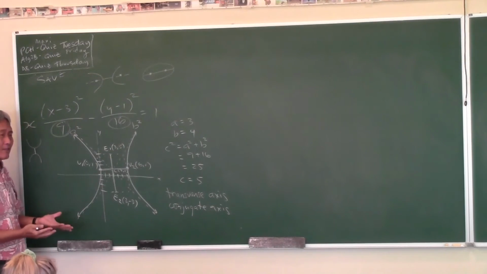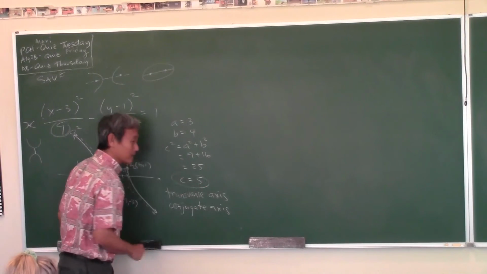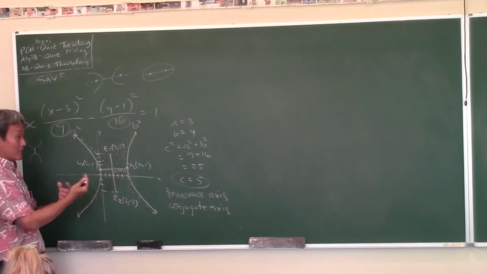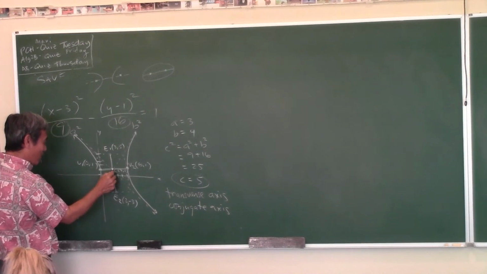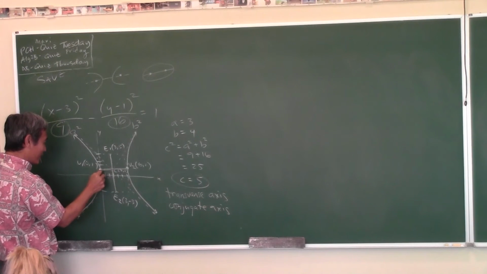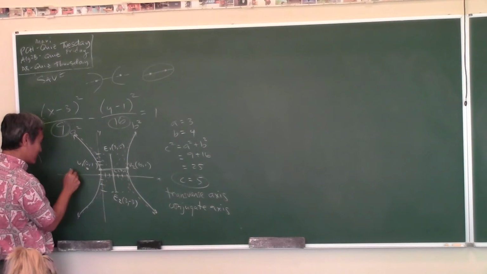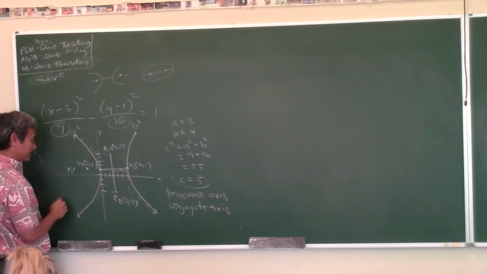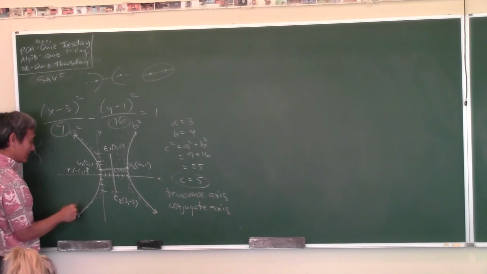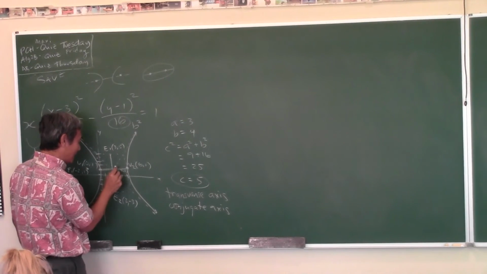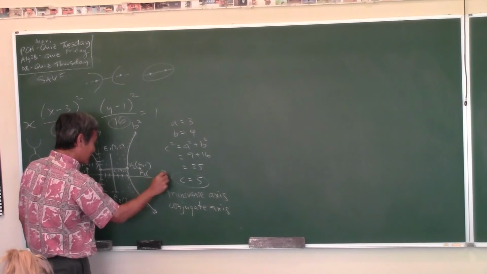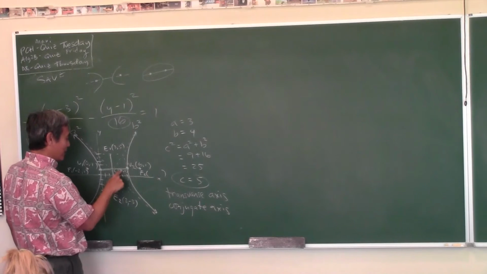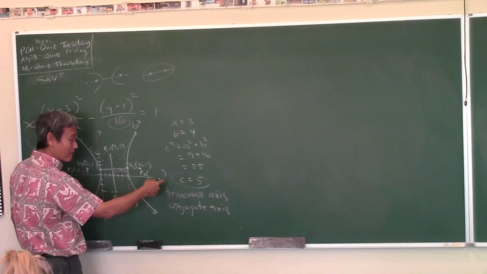So how do you find the foci? That's where C comes in. Just like the ellipse, you just go C left and C right. So if I'm at the point 3, 1, if I go 5 to the left, 1, 2, 3, 4, 5, here's the focus. What is that going to be? -2, 1. And then if I go 5 to the right, 1, 2, 3, 4, 5, here's the other focus. What is that going to be? You're at the point 3, 1, and you go 5 to the right.